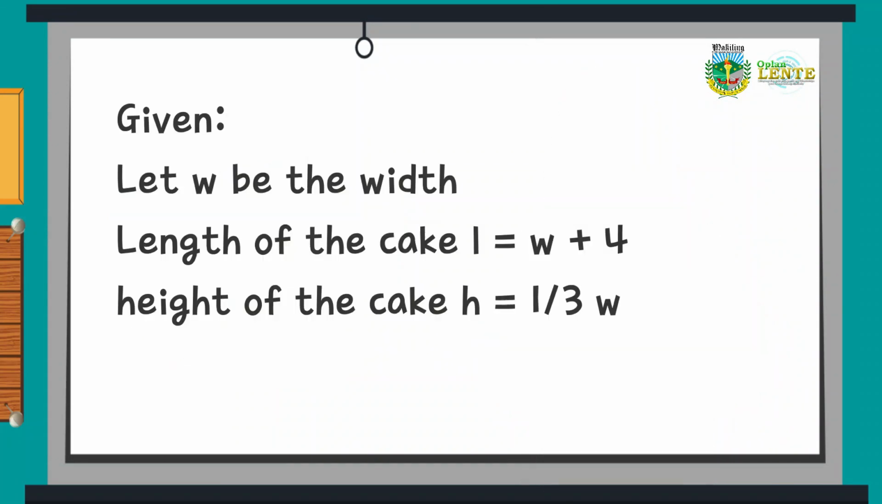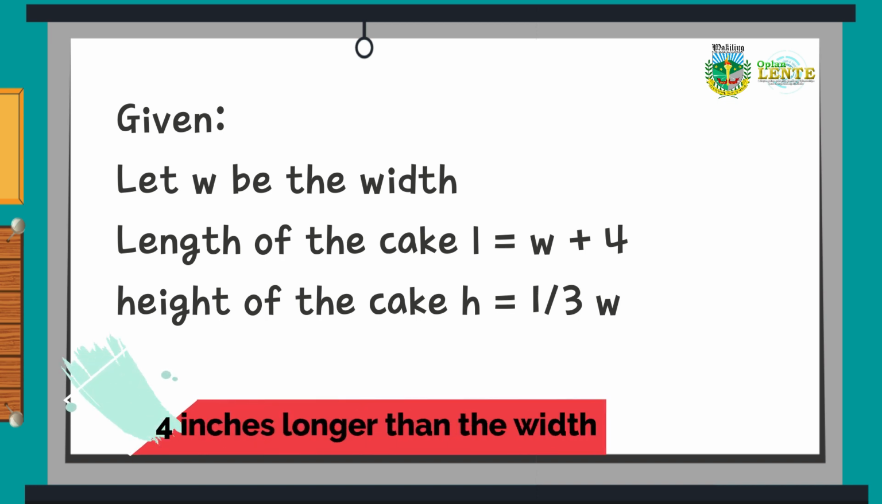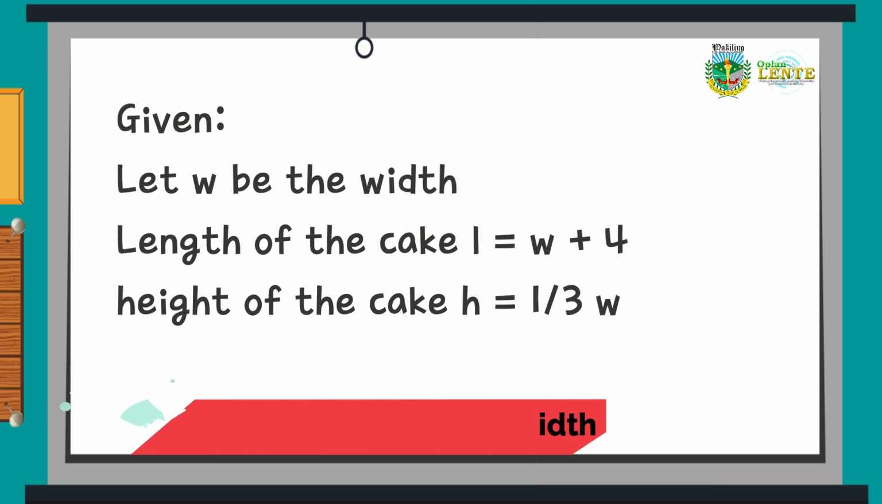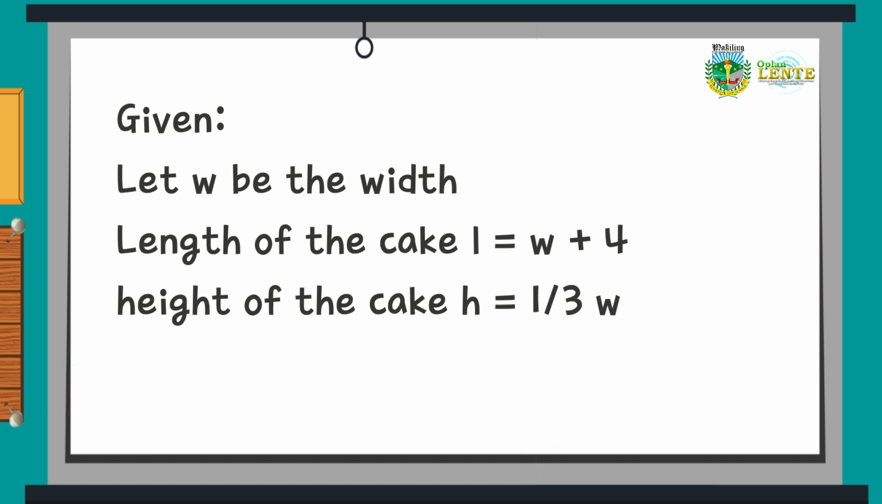Given, let W be the width since it is the dimension that is independent or without any condition. It was also said that the length must be 4 inches longer than the width. So we can express the length of the cake as L is equal to W plus 4. We were also given an idea that the height of the cake is 1/3 of the width. If the width is W, then we can express the height as H is equal to 1/3 W.